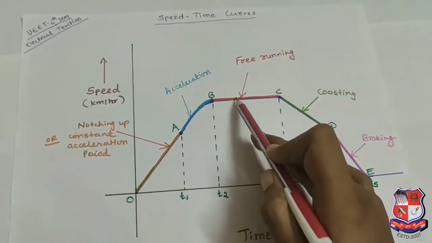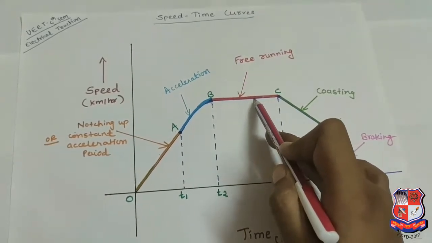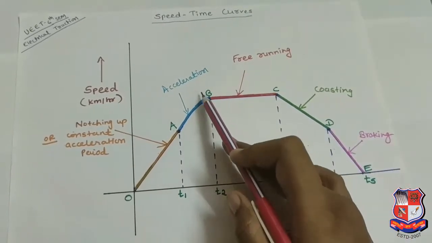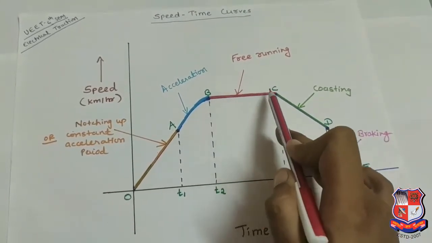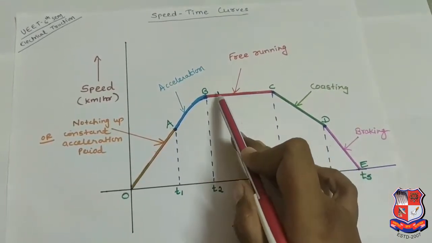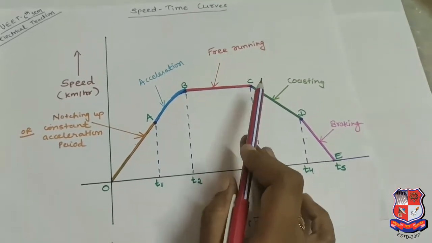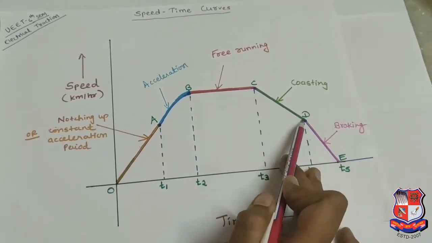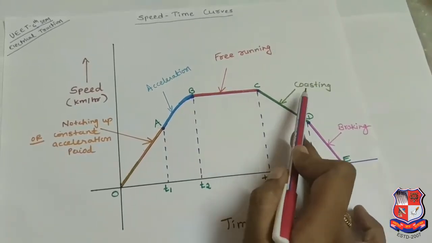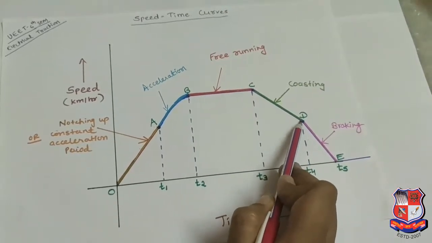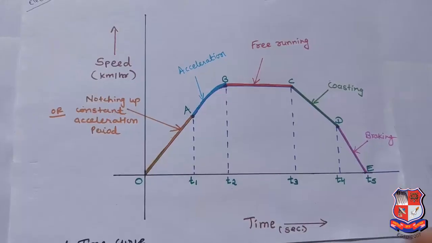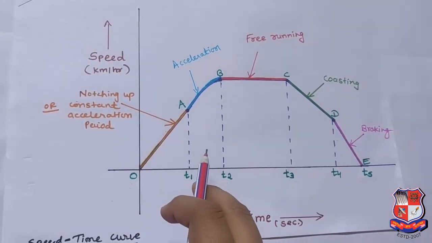Then it reaches Navsari, then Maroli. Then C, suppose we consider the Sachin station. So from Amalsar to Sachin, the period is known as free running because it runs at the maximum speed. Then the train goes into the coasting period. So we can consider Sachin to Udna, the coasting period arises, then Udna to Surat, that is the braking period.